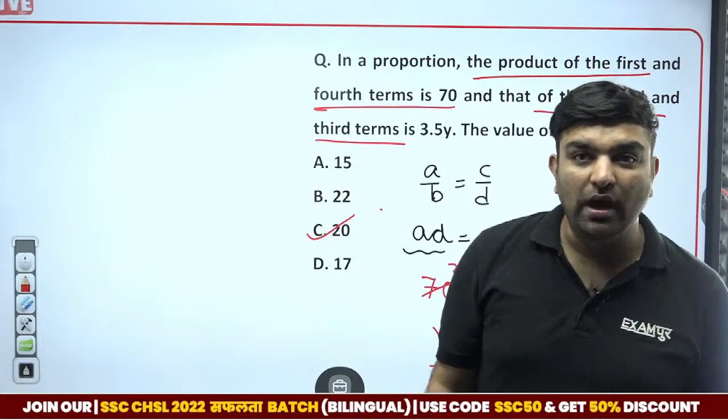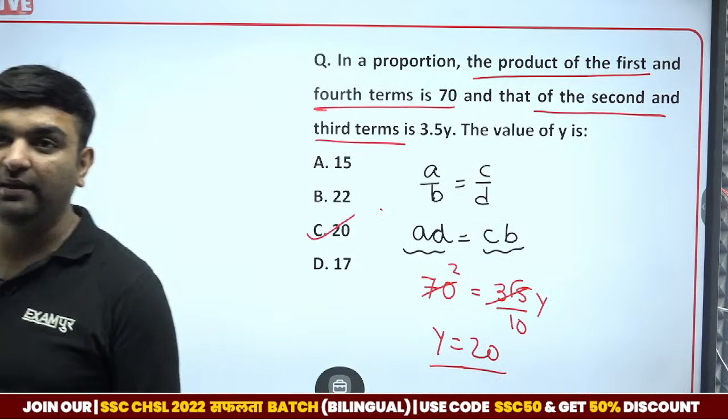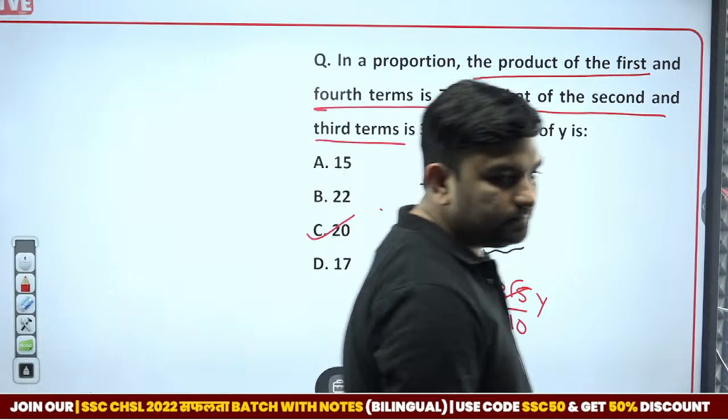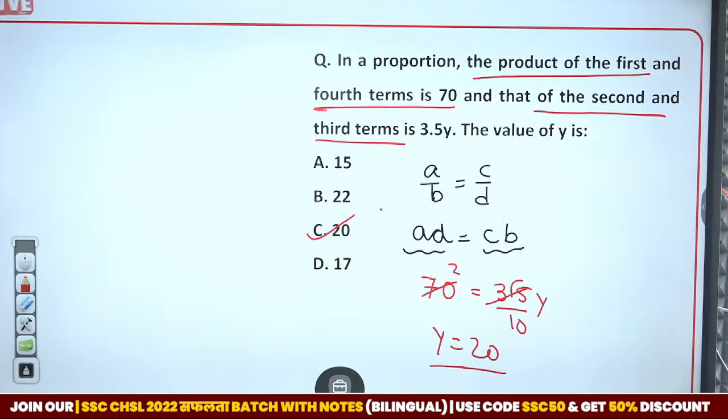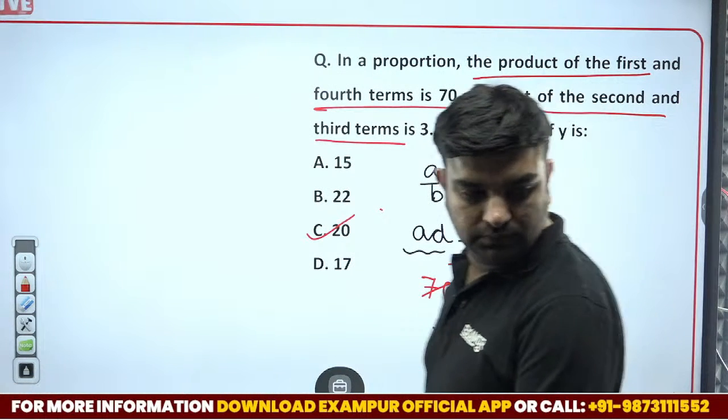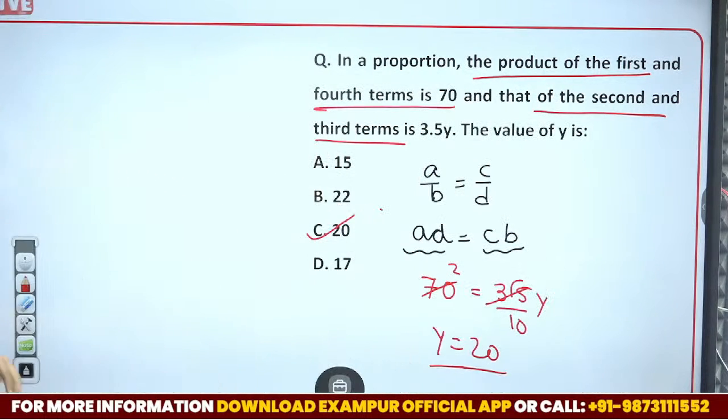Well done, Shohan, Karunakar, Sam, and everyone else. Hello, Abhishek. Y is 20. Next.